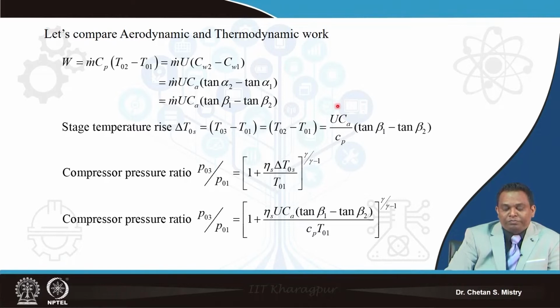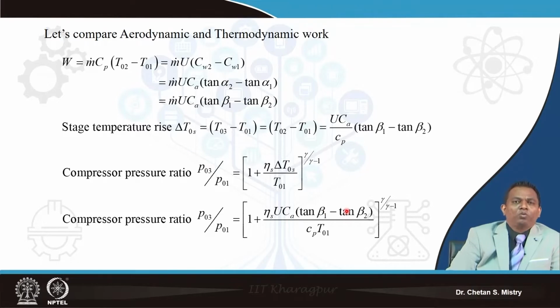Now what we know is that our compressor pressure ratio can be represented in terms of my stage efficiency, or isentropic efficiency, times delta T0 divided by T01, all to the power gamma over gamma minus 1. Now let me combine these two equations. In place of delta T0, I will write U Ca by Cp into (tan beta 1 minus tan beta 2). So my pressure ratio is a function of all these parameters. This is very important for us to realize, how we will be getting our pressure ratio.